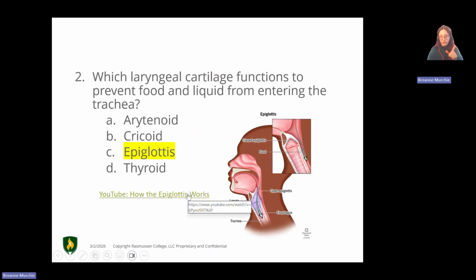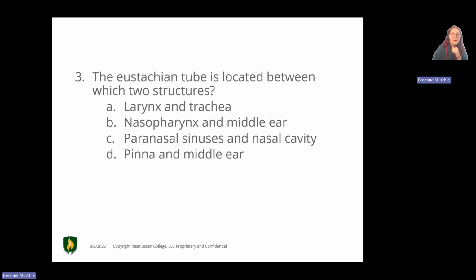And if you download the PowerPoint on your own, I have a really short little itty bitty video, but it shows an image of a sagittal section of a person swallowing, and you can literally see the epiglottis kind of folding over every time the patient swallows so that the food does not go down the windpipe, it goes down what I like to call the food tube. So it goes down the esophagus.